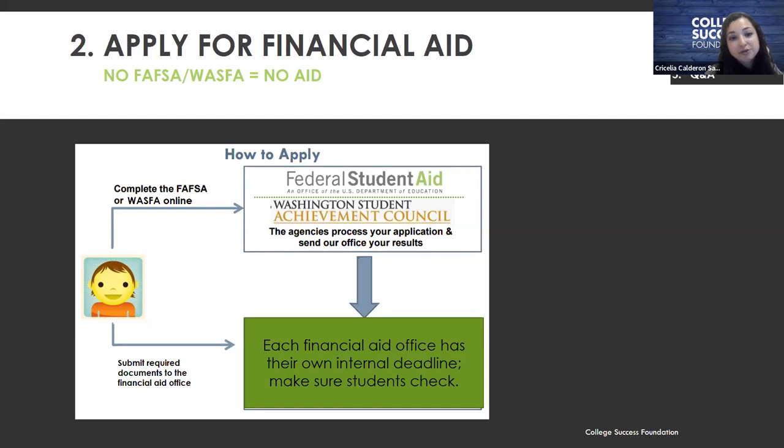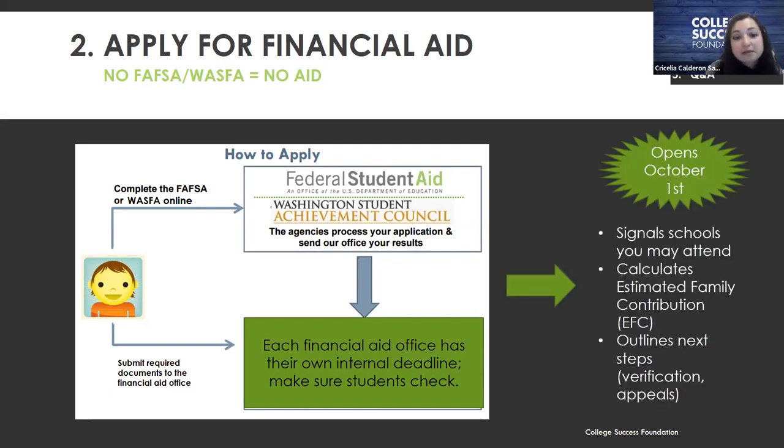In addition to filing the FAFSA or WASFA, students also have the responsibility to submit additional documentation to the financial aid office, such as verification documents or appeal documents if the student is considering appealing. A student's financial aid will not be considered complete until all documentation requested from the financial aid office is submitted. So make sure students check their emails and financial aid portals often. And we recommend that students search for tax documents way before October 1st. If they're unsure or can't find them, they should request a tax transcript from the IRS early in advance in case they're selected for verification.